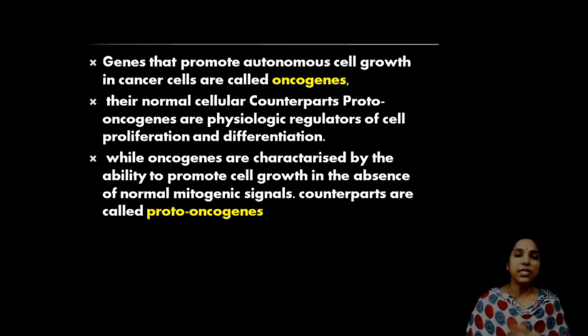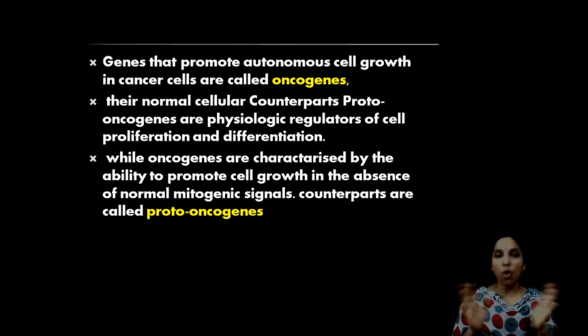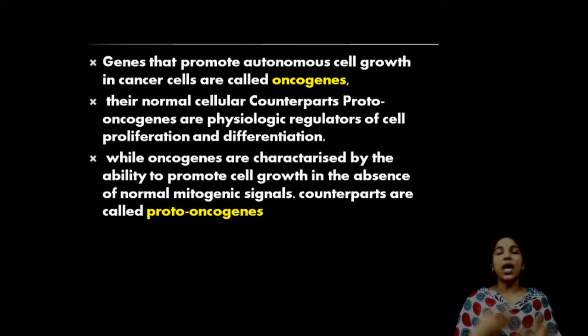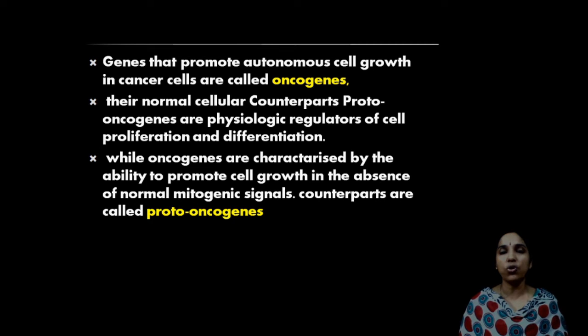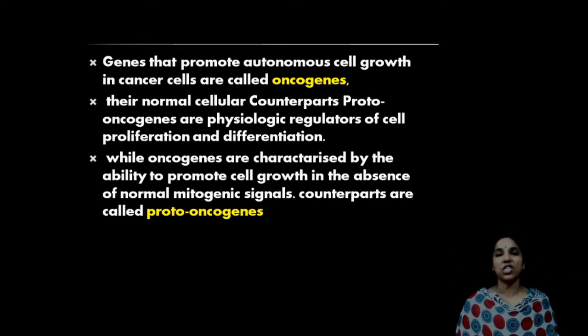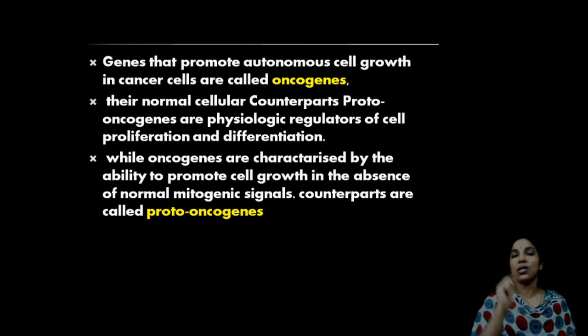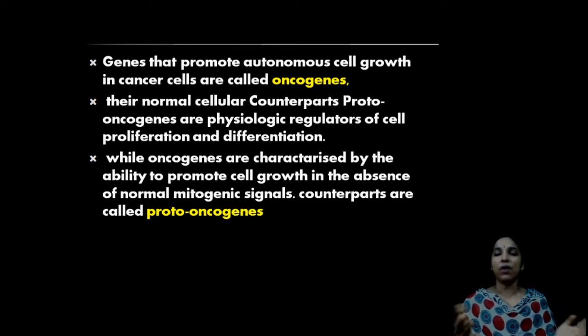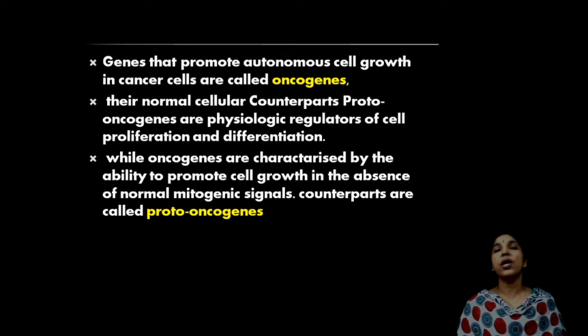Basically, genes that promote autonomous cell growth in cancer cells are called oncogenes. Their normal cellular counterparts, the proto-oncogenes, are already there. They undergo changes and become oncogenic, and the cell results in a more proliferative condition or abnormal cell division. They are characterized by the ability to promote cell growth in the absence of normal mitogenic signals. There are already signals that we discussed that may be harmed, and that may result in abnormal division.